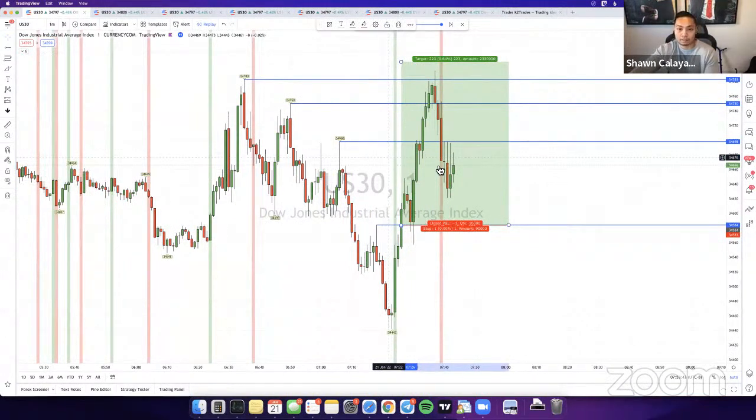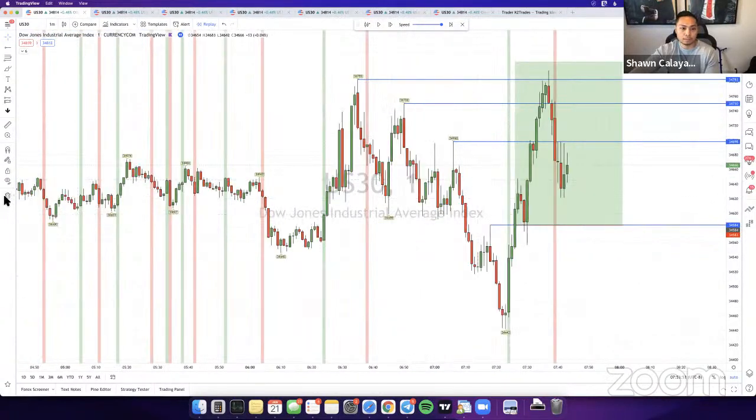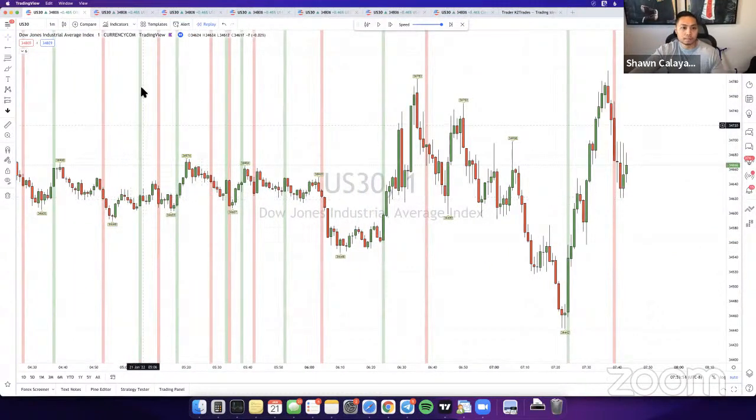So if you guys want to play around with it, this is really simple, actually. You just look for areas of liquidity, see if there's a momentum pushing that way, and you just ride it up. Or vice versa, if you're looking for a sell, it's the same thing.